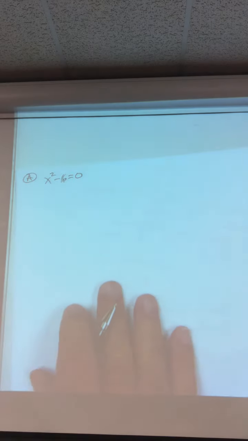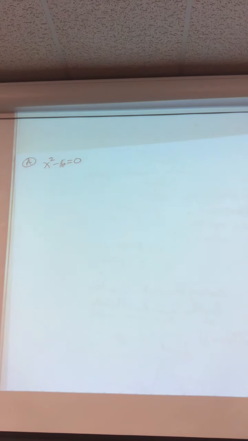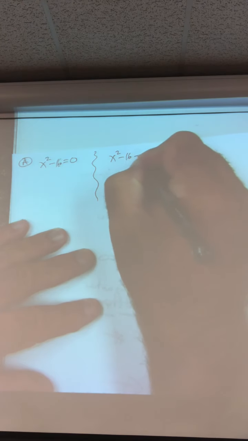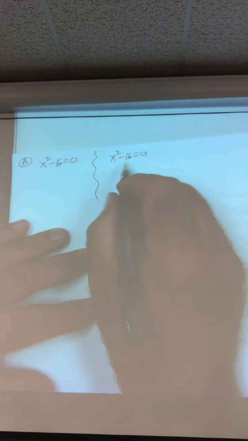Okay, so the instructions here: solve by the square root property. And write this one down. X squared minus 16 equals 0. Now, before I solve this one by the square root property, and I picked this one because I want to show you something. This one actually could be solved by the factoring method. Let me just show you that.